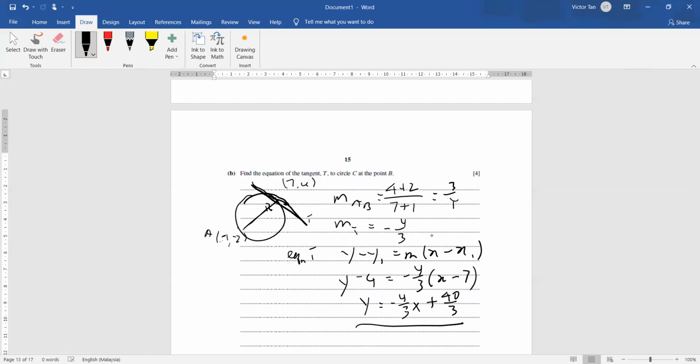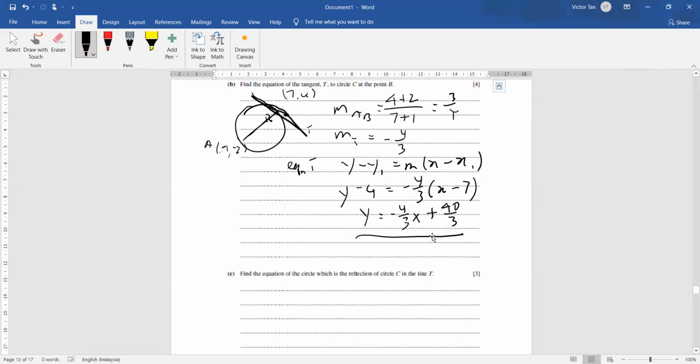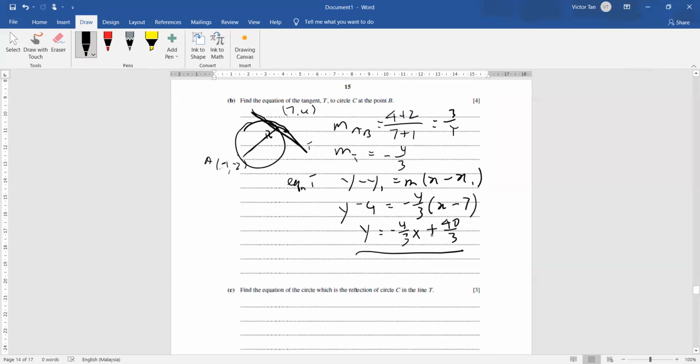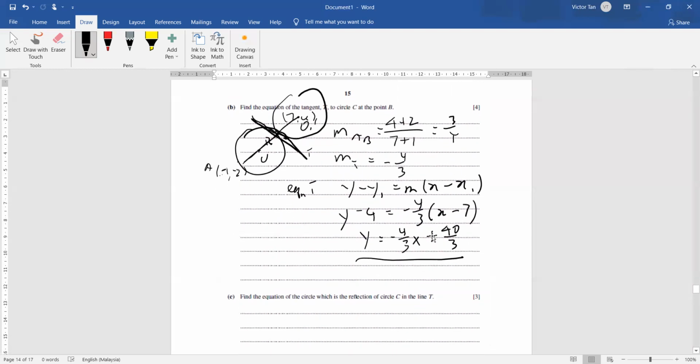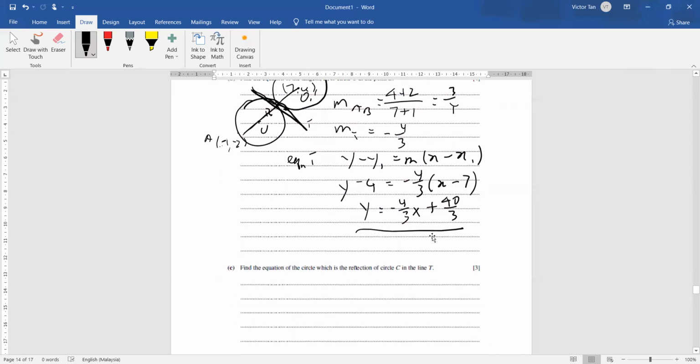That's the answer. Okay. Find the equation of the circle which is a reflection of the circle in the line T. So you have the circle here. The center of the circle is a reflection of the center of the original circle. So B will be the midpoint.